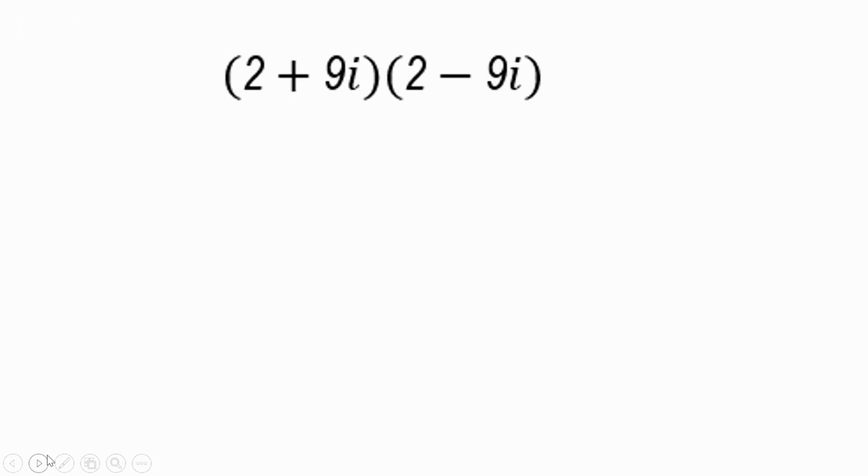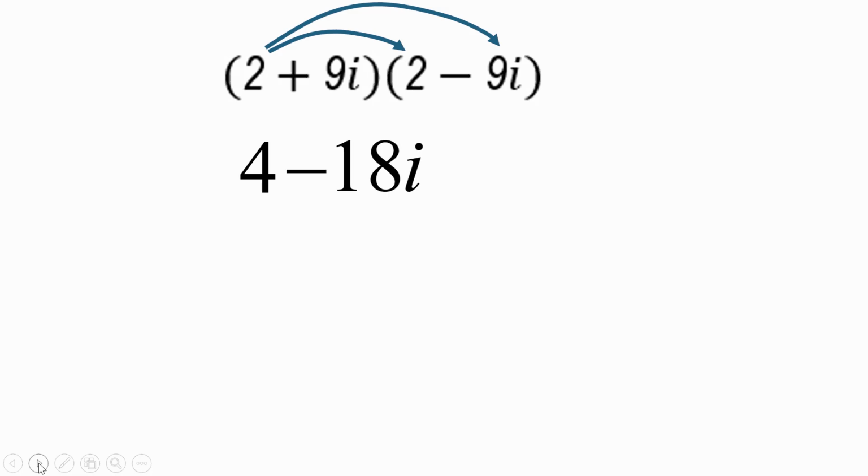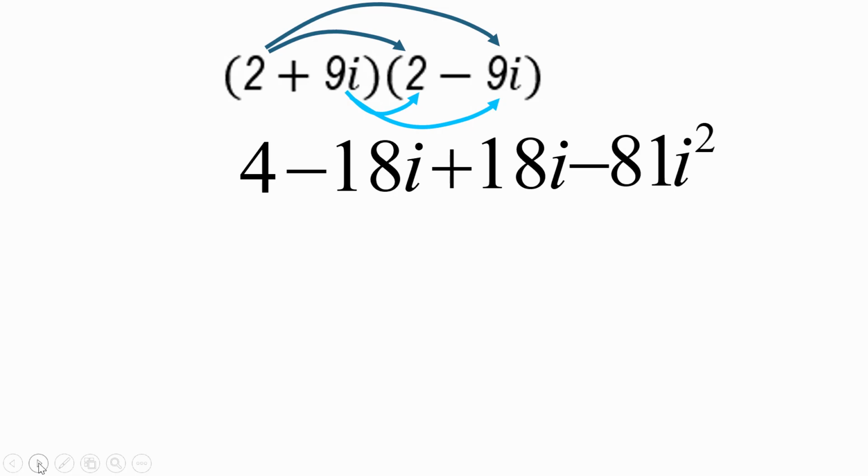All right. You can put the video on pause and see if you can do this one. You can either double distribute it or use the box method, whichever is better for you. So 2 times 2 is 4. 2 times -9i is -18i. 9i times 2 is +18i. And 9i times -9i gives me a -81i squared.